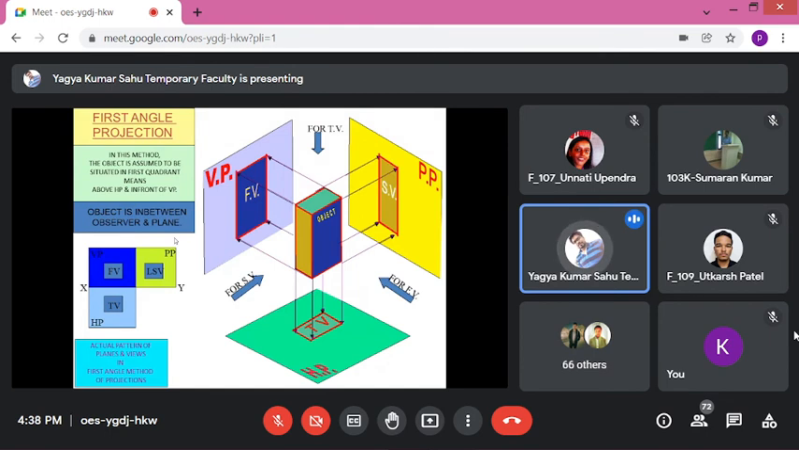Both the reference lines, what will be the orientation of both the reference lines? Both the reference lines, how will they be with respect to each other? They should be perpendicular to each other always. Okay, the horizontal reference line and the vertical reference line.